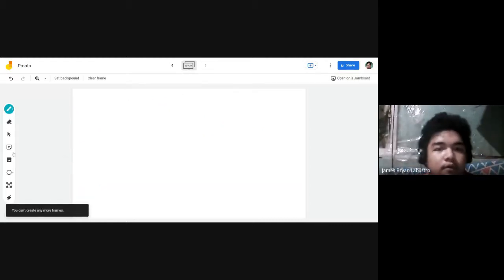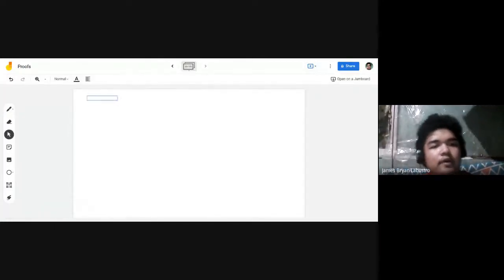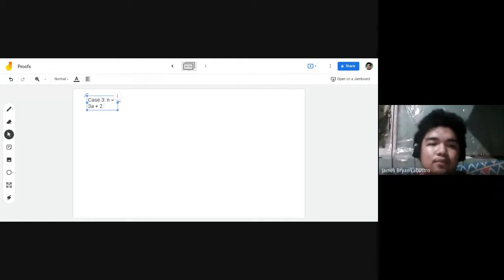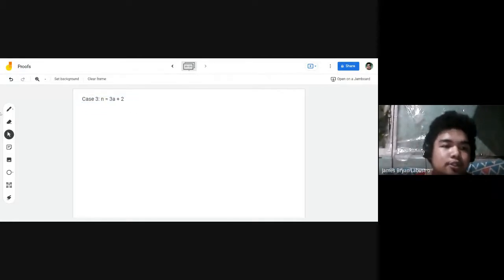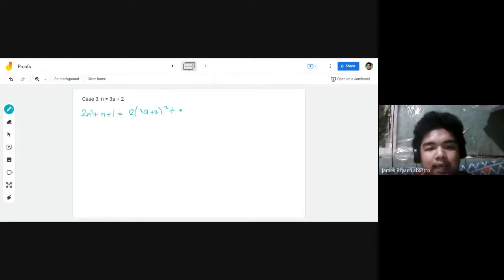Then okay, I know. So then the last one would be let n be equal to 3a plus 2, the case 3. It seems that this would be the last one. So same pa rin tayo. So we have 2n squared plus n plus 1. So we have 2 times 3a plus 2 squared plus 3a plus 2 plus 1.